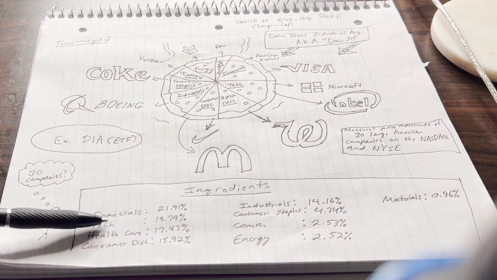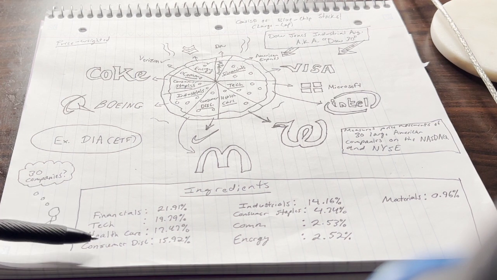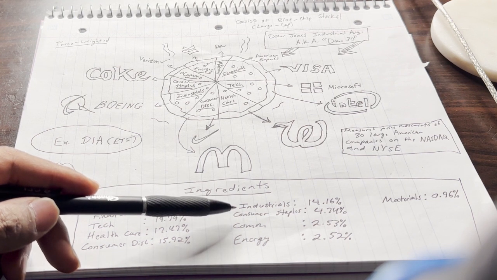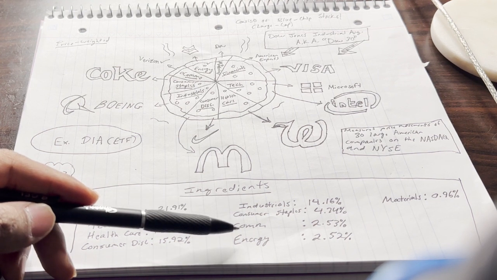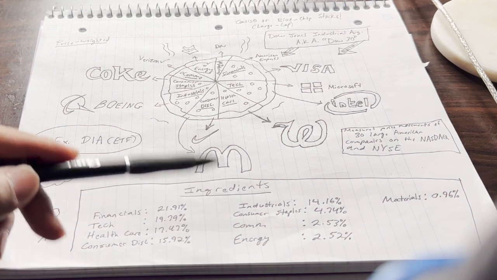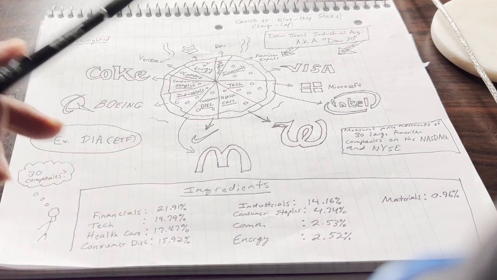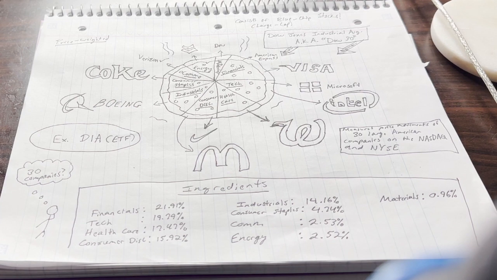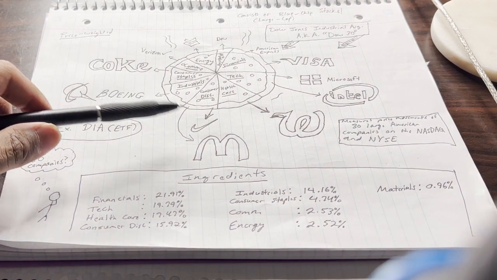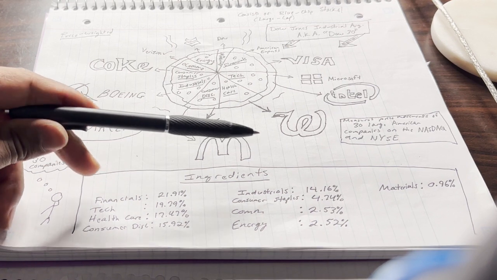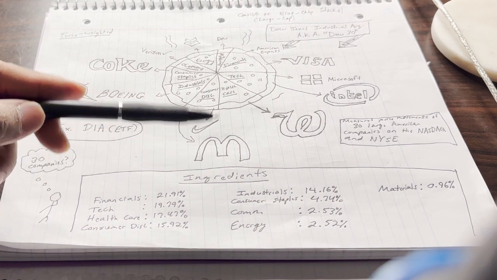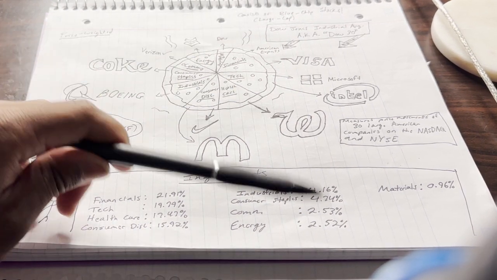We're going to keep going. And then tech is 19.79%, healthcare is 17.47%, consumer discretionary is 15.92%, industrials is 14.16%, consumer staples is 4.74%, communications is 2.53%, energy is 2.52%, materials is 0.96%. And if you haven't realized yet, this is missing two sectors. It's missing real estate and utilities, just so you know. Just because it's a broad-based fund and it's blended pretty well with all these other ones does not mean that it's going to have every single sector in it.